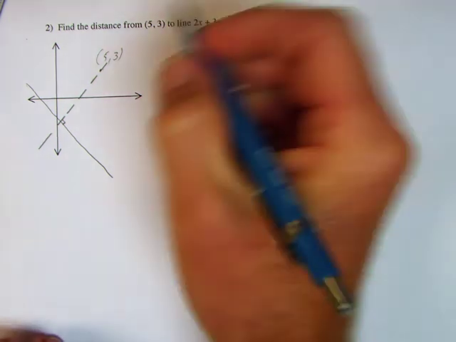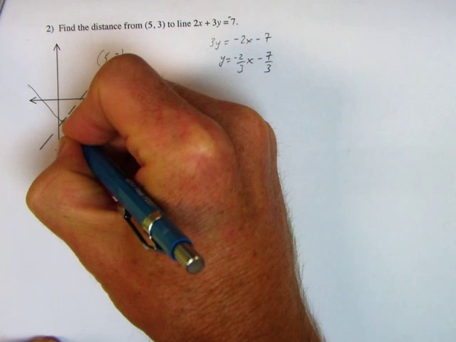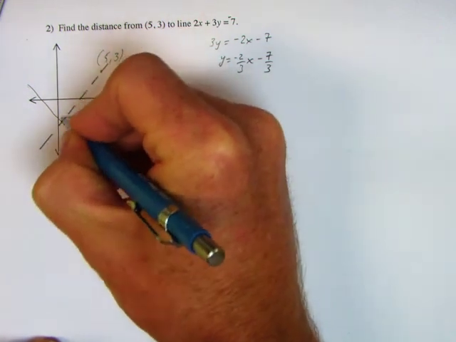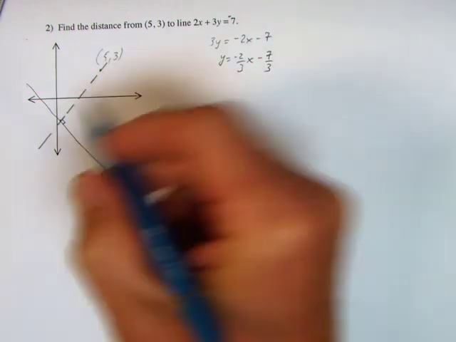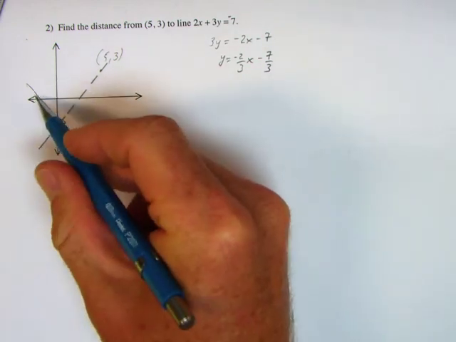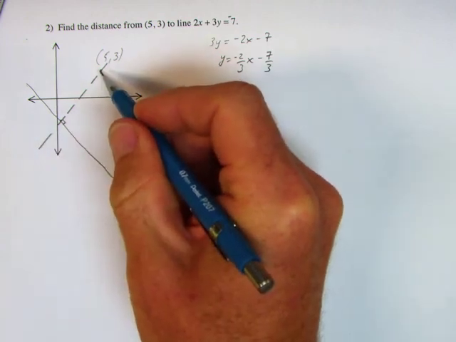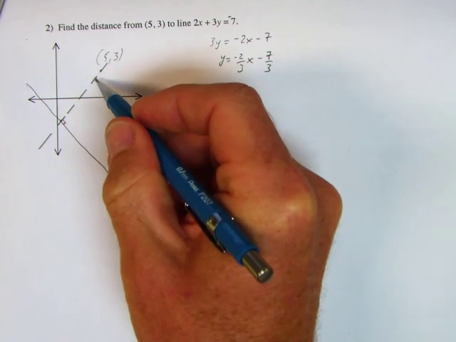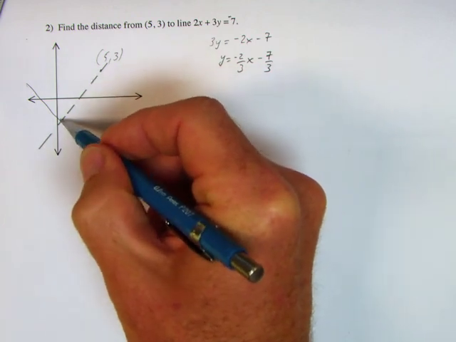So now what we really are saying is I need to find that point. Once I have that point, then I can find the distance between them like we've done before. Well, how do you find that point? This point is special because it's the intersection between our given line and this dotted line. I already have the given line. I need to find the equation of the dotted line. Once I have that, I can solve that system and find this point.